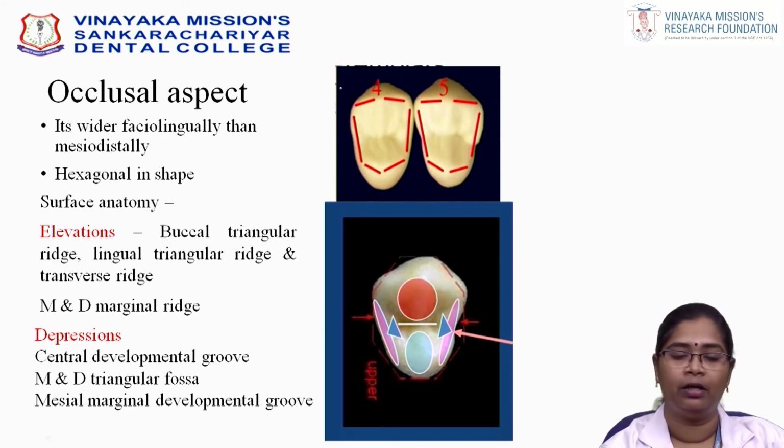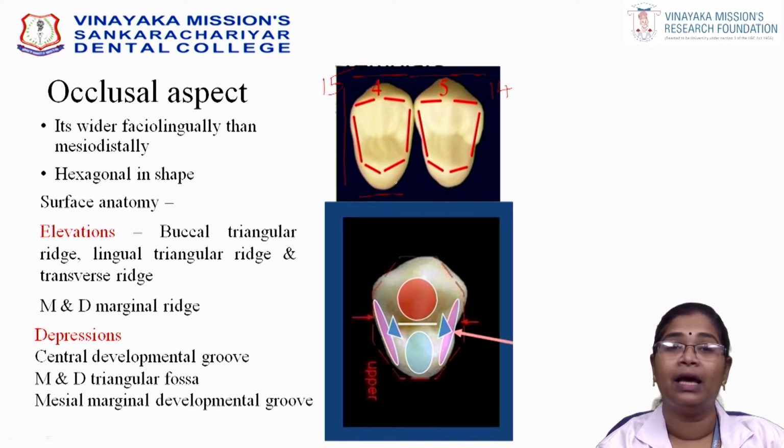That is, it is wider from buccal to lingual when compared to the mesio-distal diameter. That is one feature in case of both maxillary first and second premolar. Among these, the mesio-distal width from the buccal aspect is wider for a maxillary first premolar when compared to the width of the maxillary second premolar. And the crown is hexagonal in shape in case of a maxillary first and second premolar.